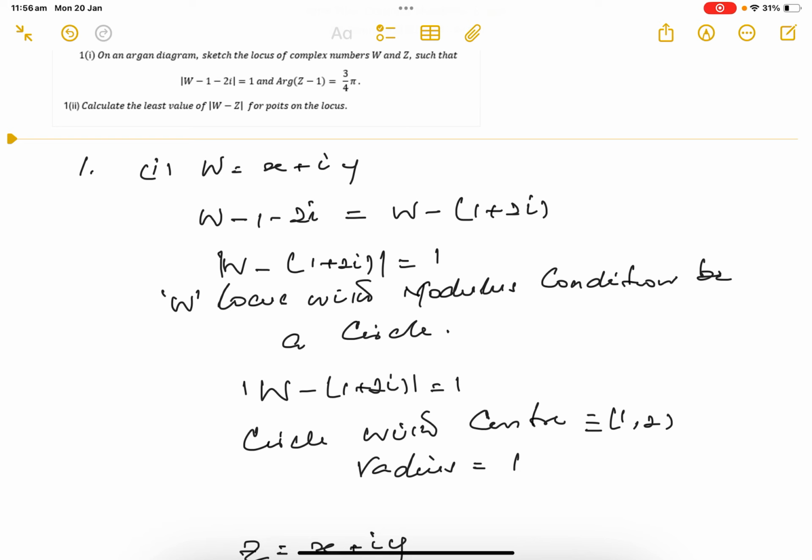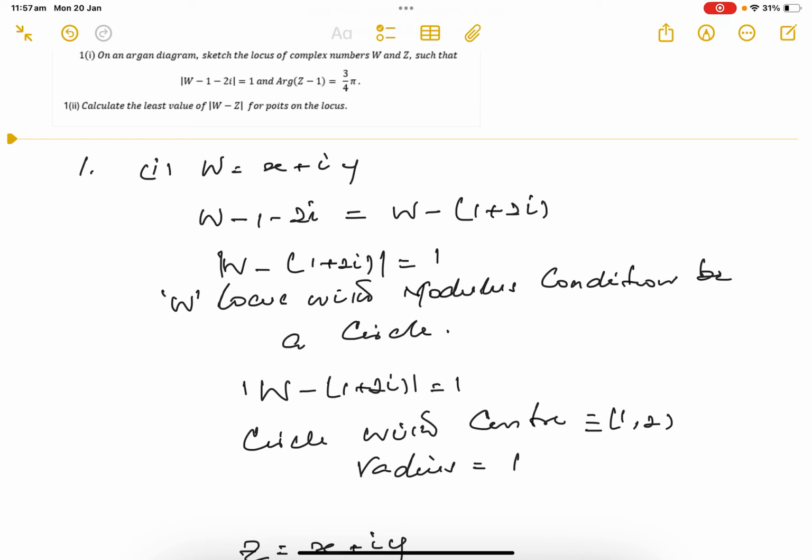Okay, let's start. Let me write it down. w equals x plus iy, a sort of arbitrary format. x, y are variables, and w minus 1 minus 2i can be written as w minus (1 plus 2i). Purposely, we need to find a starting point. So the modulus of w minus (1 plus 2i) equals 1.